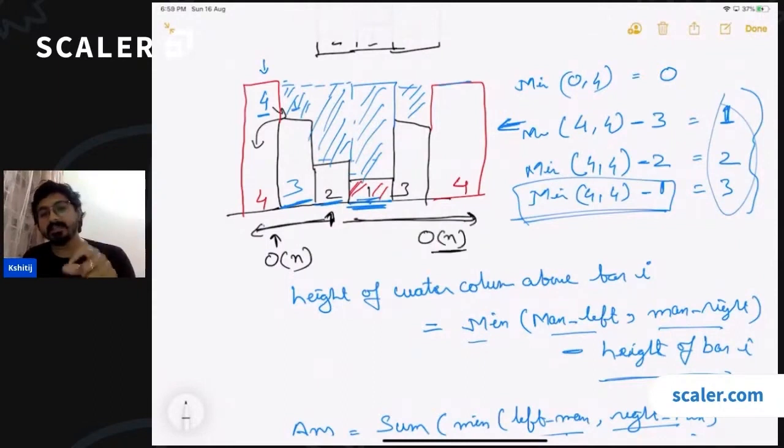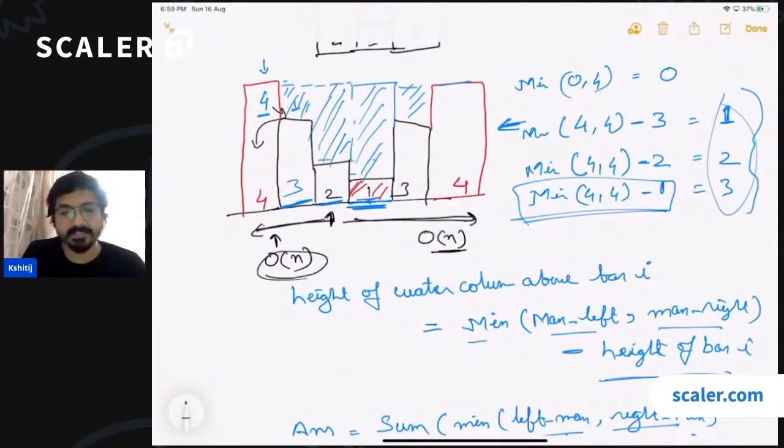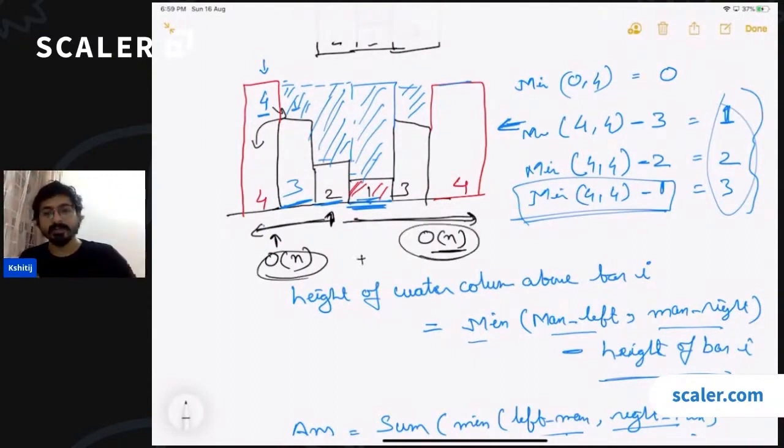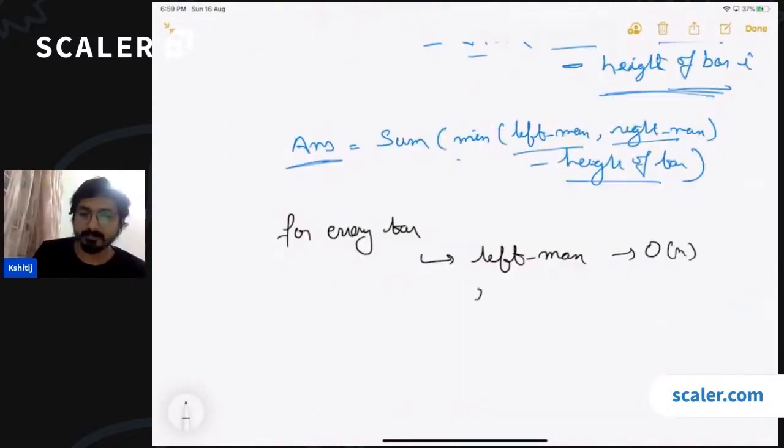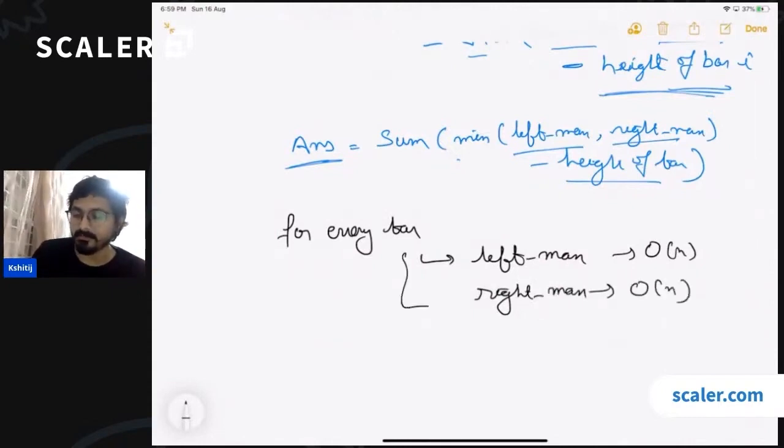So to calculate the water column above each and every bar, we are doing an order n operation because these two are going to get added, right? And we are going to do this operation for each and every bar. There are n bars in total. If there are n bars and for every bar our calculation requires order n time complexity, what is going to be the total time complexity? Right, so there are n bars. For every bar, we are going to do order n operations. So the total time complexity is going to be order n squared.